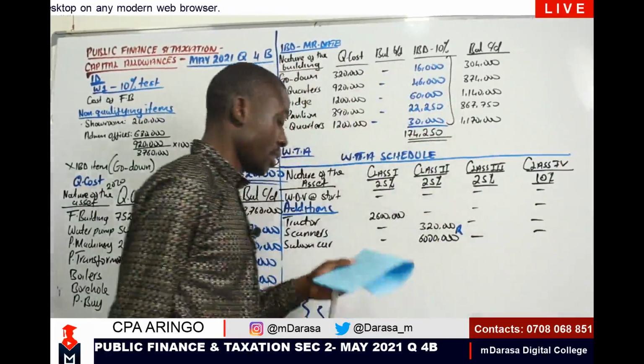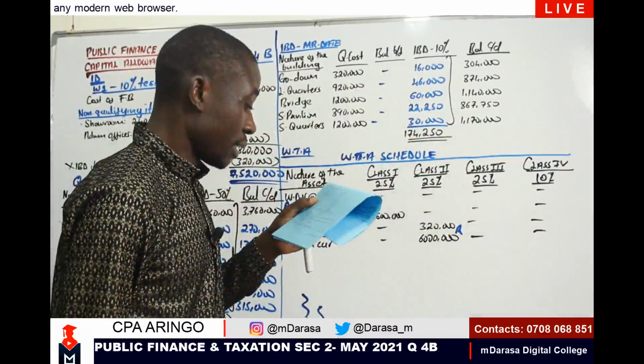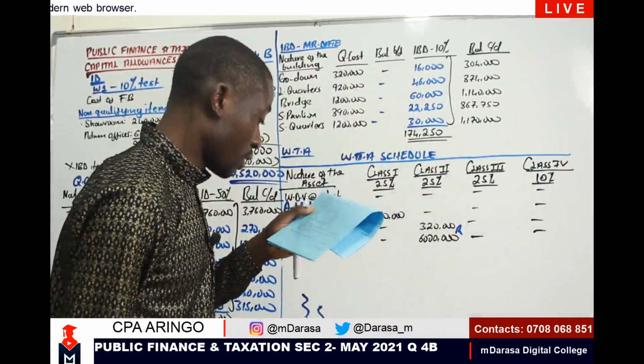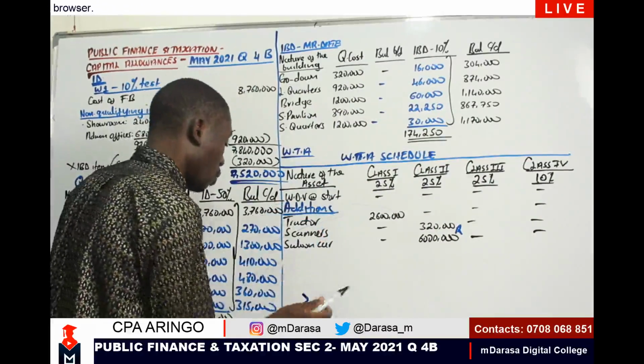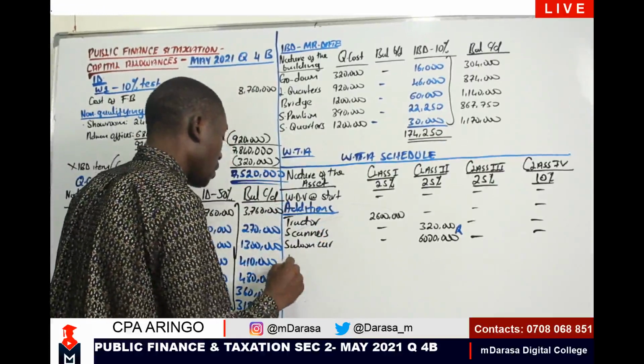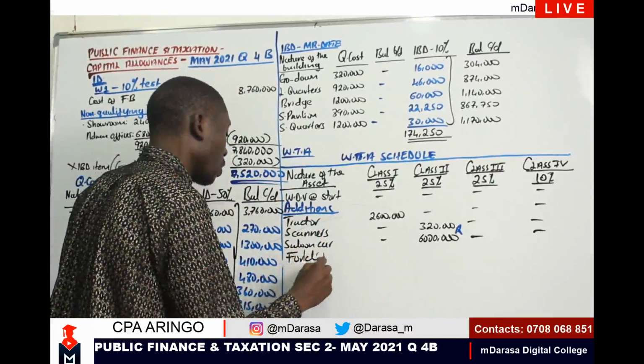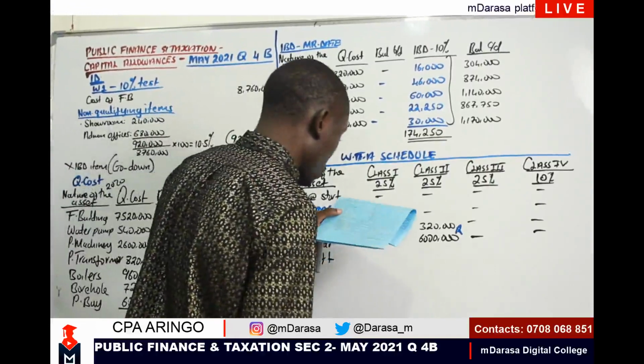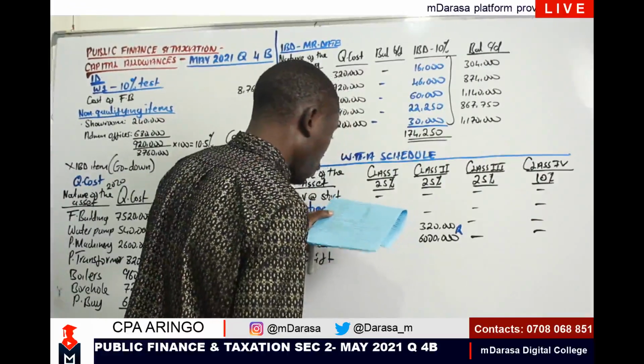Then on that case, we have a forklift. We have a mobile forklift. Forklift, this is class 1. And class 1 forklift, I'm given a figure of 1.5.